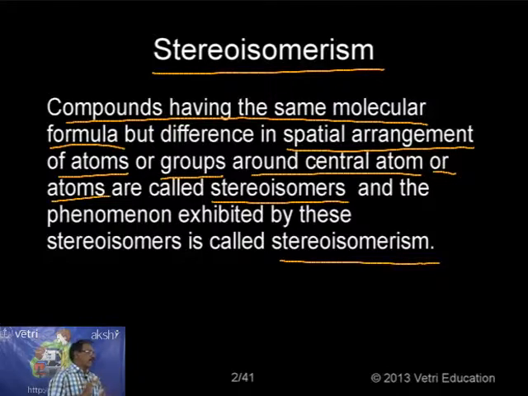Let me repeat again. Compounds having same molecular formula but difference in spatial arrangement of atoms or groups around central atom. Around a central atom indicates it is optical isomerism, while around more than one atom indicates it is geometrical isomerism. So the definition itself is very clearly given. Difference in spatial arrangement around a central atom means optical; around two different atoms, we think of geometrical. So they are called stereoisomers, and the phenomenon exhibited by these stereoisomers is called stereoisomerism.